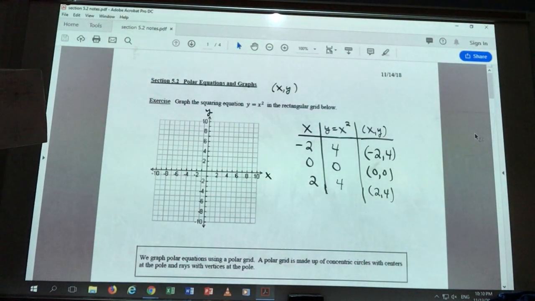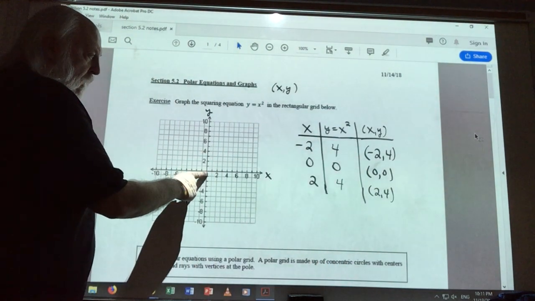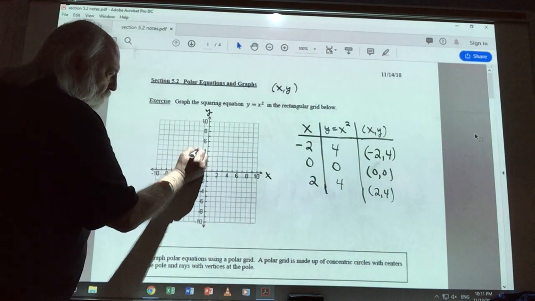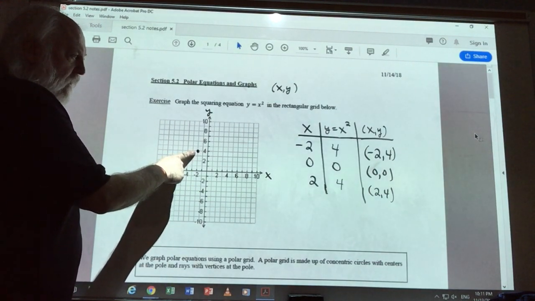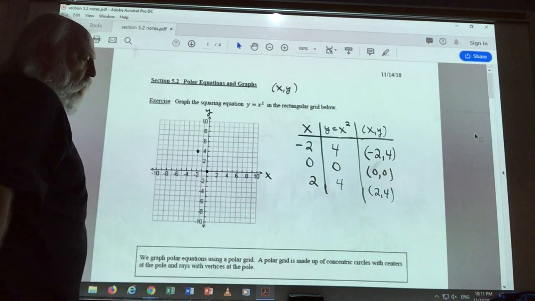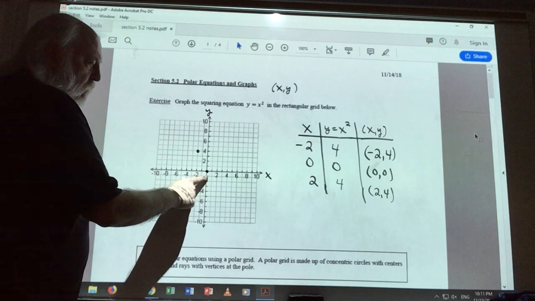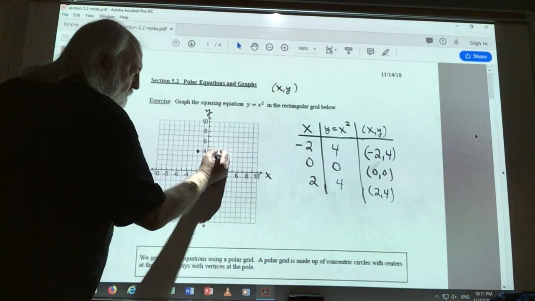So to graph the squaring equation, we now plot these 3 points. So -2, 4, you go to x equals -2 and then up 4. So that's the point -2, 4 in the coordinate plane. 0, 0 is at the origin where the x and y axis intersect. And point 2, 4, you go to x equals 2 and up 4 units.